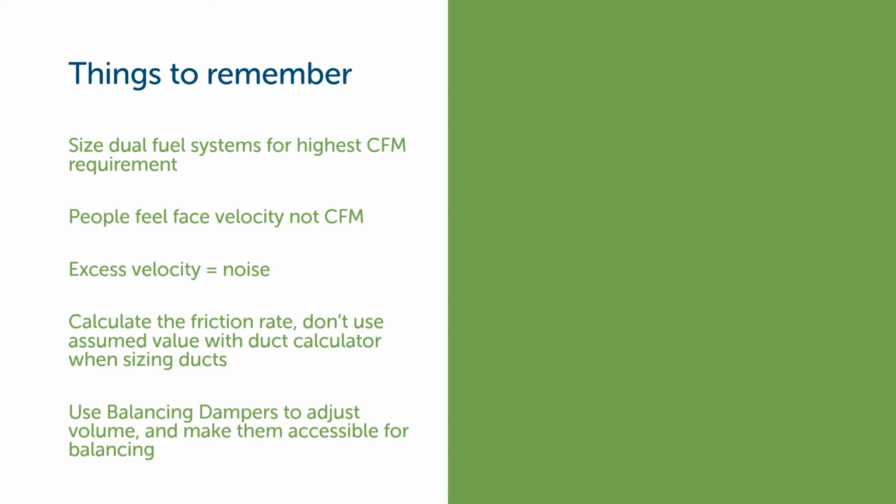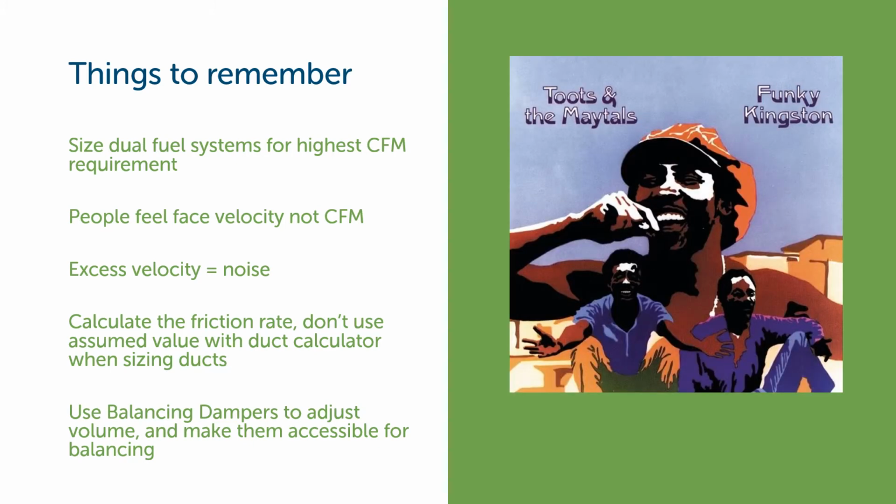Remember to use the calculated friction rate when you're using duct calculators for sizing ducts. Don't assume you know the friction rate. Always calculate that. And use balancing dampers. Put balancing dampers in all the branch ducts and make them accessible so people can commission the system. Don't forget pressure drop. Pressure drop has to be equal to pressure rise. It's really important to make sure we know what the pressures are in the system.